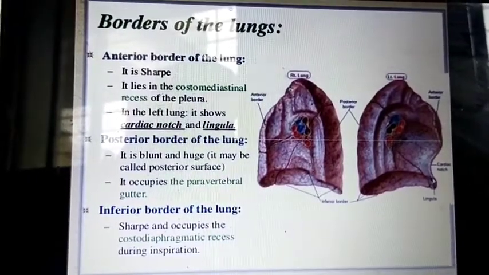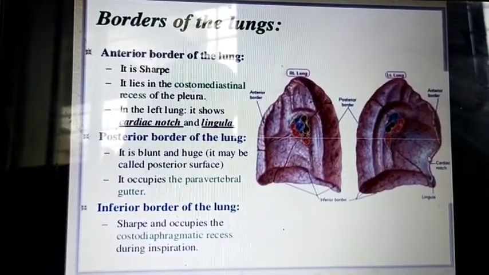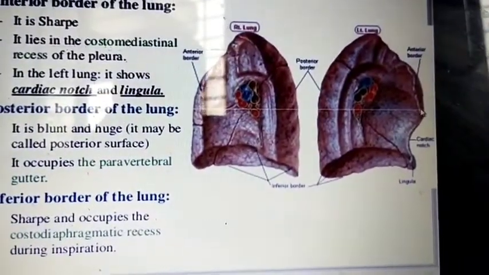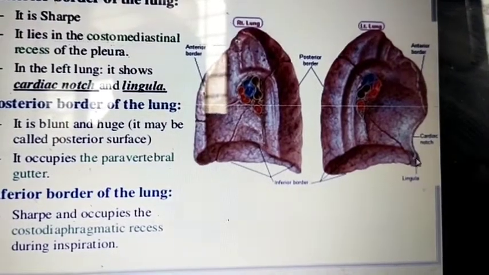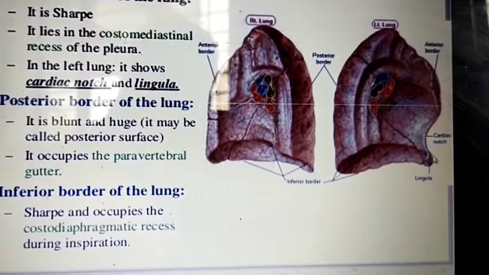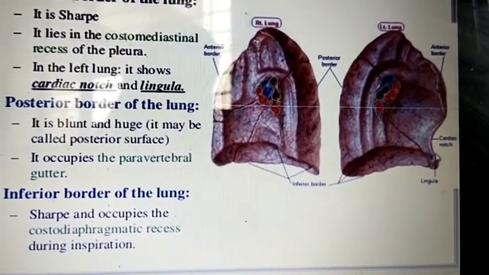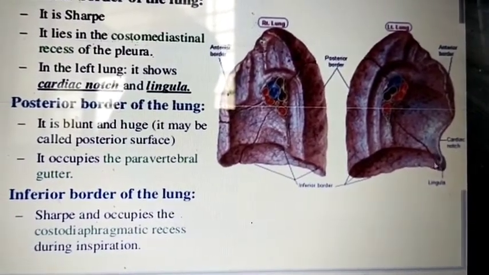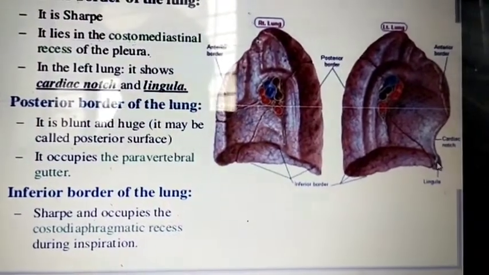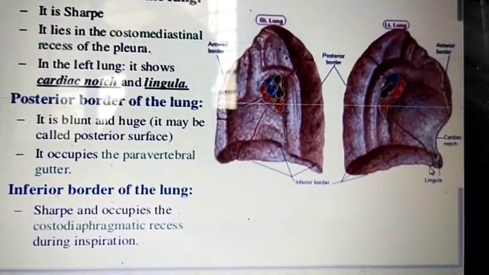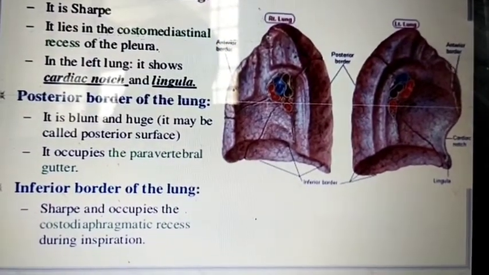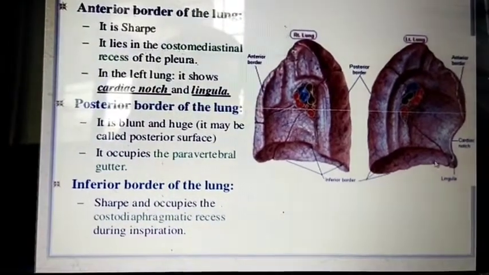But this is the left lung. Here it shows the cardiac notch. I can see it here in this picture, and this is the lingula. The lingula is present at the anterior border, a projection at the anterior border. That projection is called the lingula, and this is the cardiac notch. It is only present on the anterior border of the left lung.